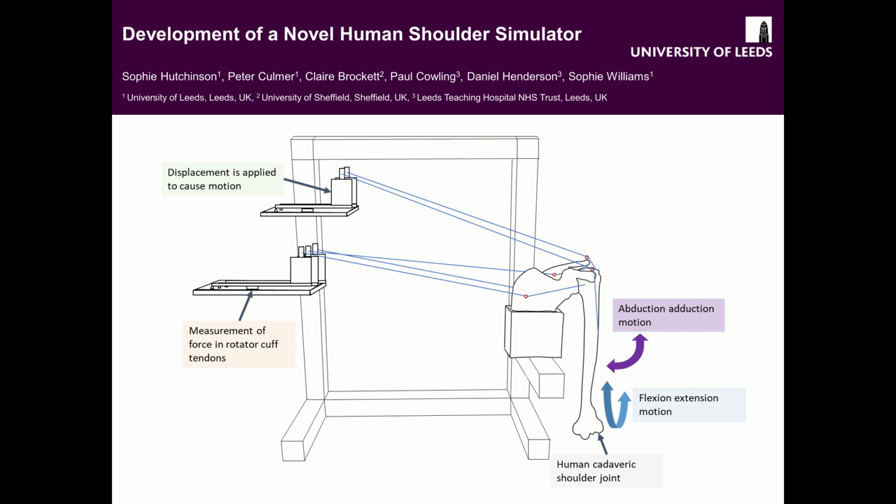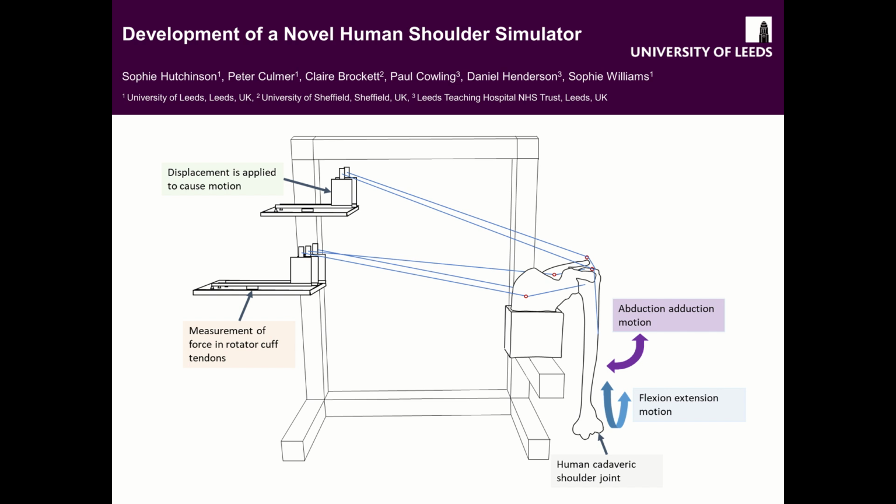Cord is then sutured to the tendon ends of the 4 rotator cuff muscles and the anterior and middle deltoids. The cord is then passed through the eyelets on the scapula to replicate the lines of action of the muscles. An actuation system is used to simulate the muscle contractions to perform abduction and flexion movements.